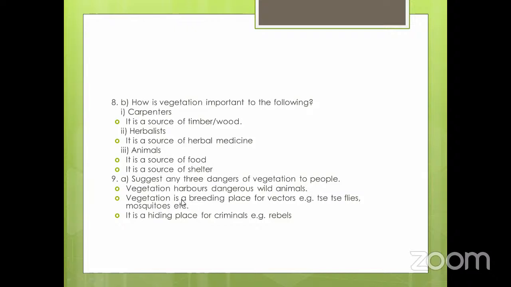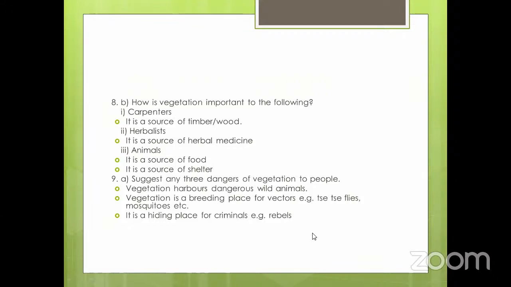Then you can also say vegetation is a breeding place to spread Ghana to animals, then sleeping sickness to people. Then we have the mosquitoes and so on. Then someone said it is a hiding place for criminals like rebels, rapists.